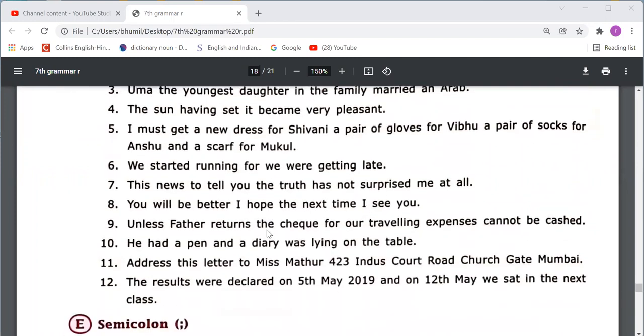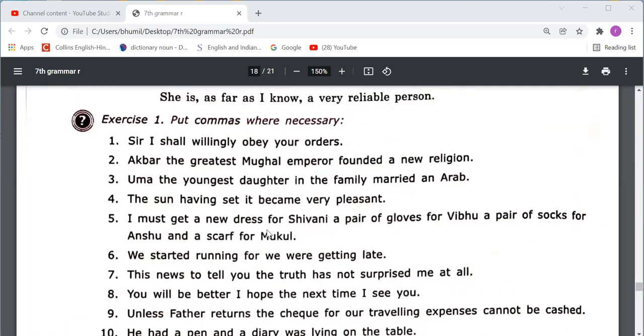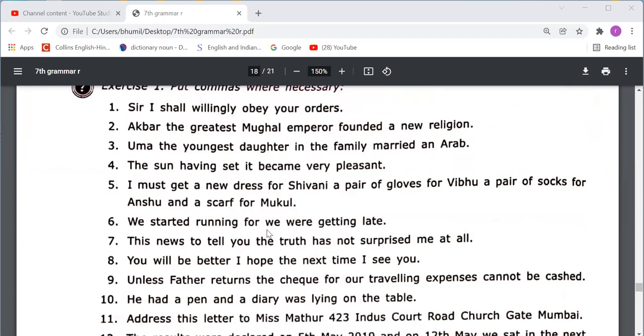So, dear students, the rest of the sentences of this exercise you should do by yourself. A few we have done, and soon I'll send the answer key. Then you can match your answers.